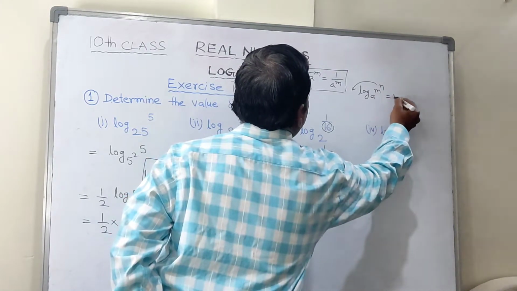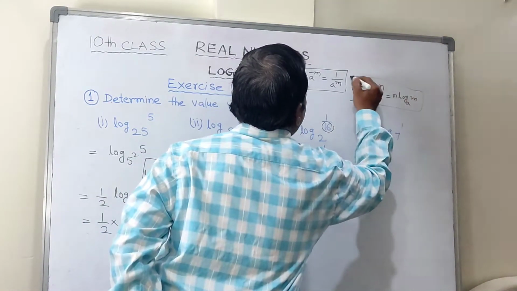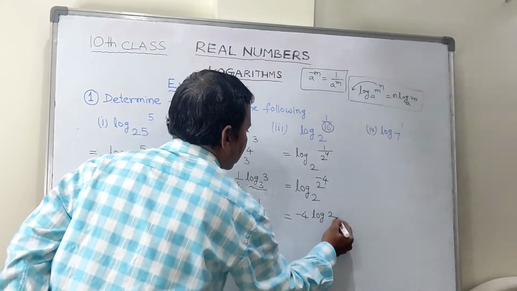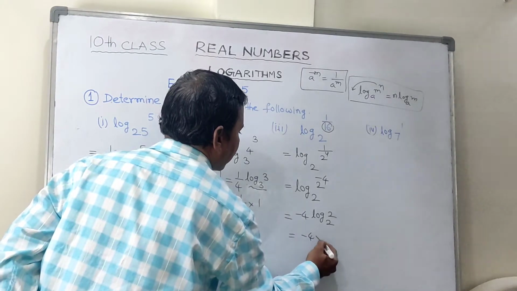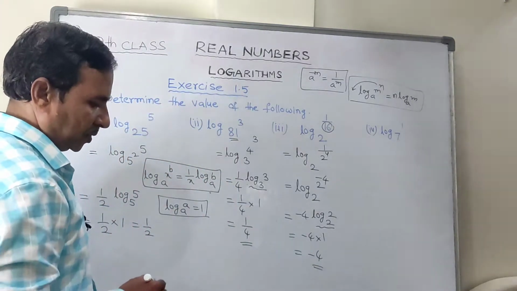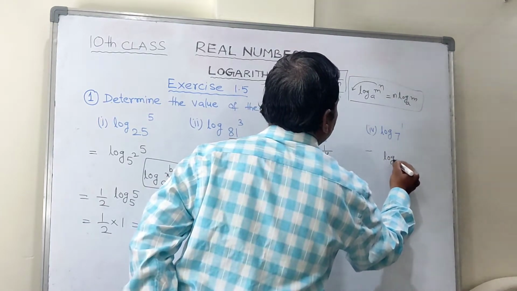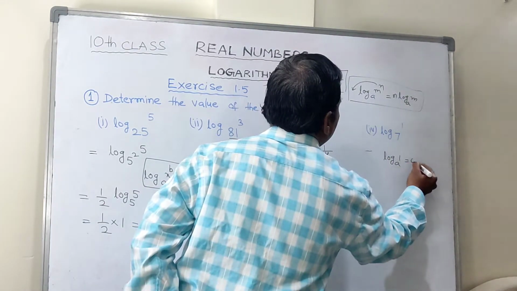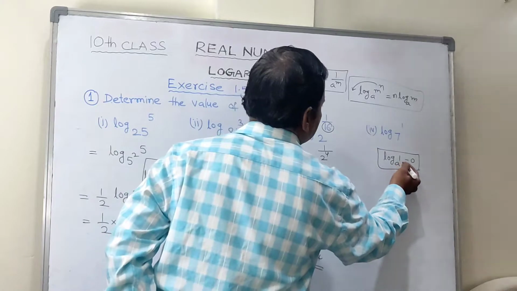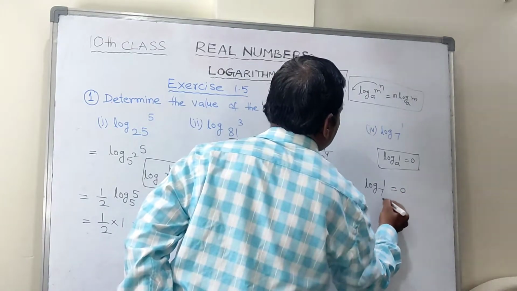n comes first, n log m to the base a. So as per that, minus 4 log 2 to the base 2, minus 4, this value is 1, minus 4. Clear? The next one, this is in the form of log 1 to the base a, which is 0. We know that formula already. So as per this formula, we can immediately say log 1 to the base 7 is also 0.